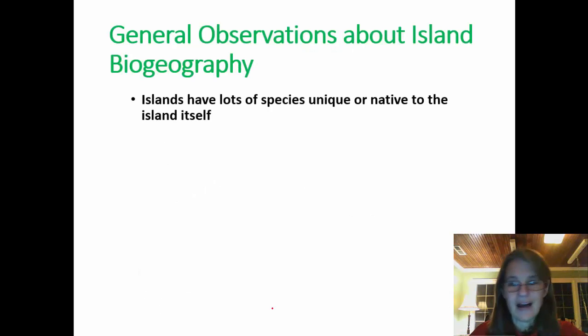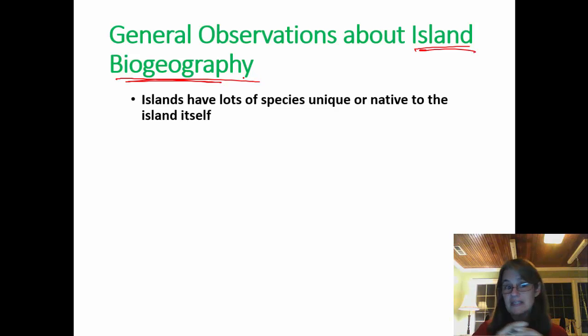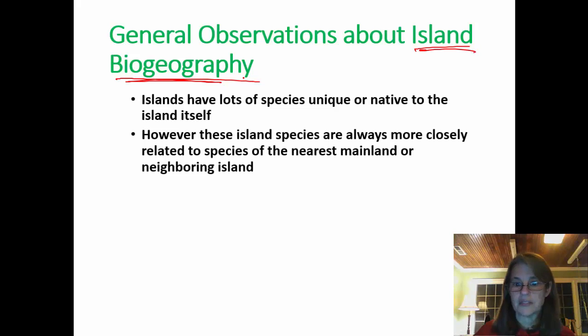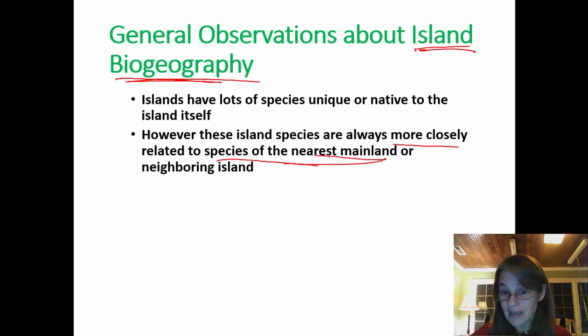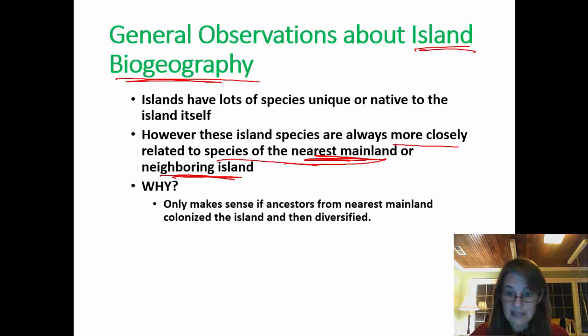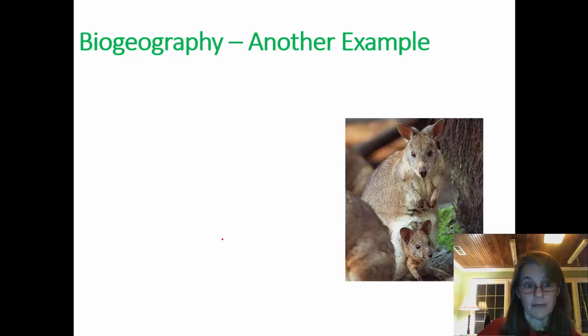General observations about something called island biogeography. A lot has been done with looking at the distribution of organisms on islands in particular, because islands have lots of unique species that are typically native to the island itself and nowhere else. However, what we always find when we examine these isolated island species is that they are always more closely related to species of the nearest mainland area or to a neighboring island. Why would that be? It only makes sense if ancestors from a nearby mainland area or a nearby island colonized this island and then diversified and became slightly different, so maybe they don't look so similar anymore. It's the only thing that makes sense, an evolutionary history for these animals, okay, or plants.